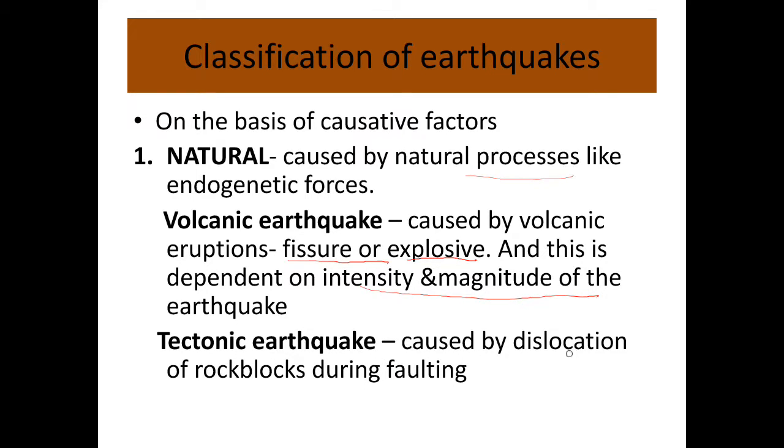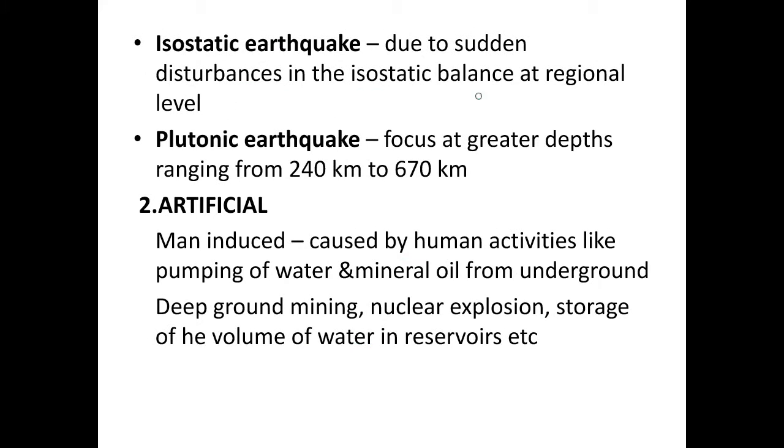A tectonic earthquake is caused by dislocation of rock blocks during faulting. So this is the crust, and this zone is a weaker zone. It is suddenly undergoing subduction, so due to this sudden faulting, there is a chance of a tectonic earthquake. An isostatic earthquake is due to sudden disturbances in the isostatic balance at the regional level. A plutonic earthquake occurs very deep inside the earth, at depths ranging between 240 km and 670 km.